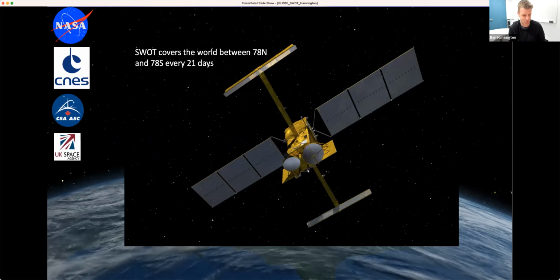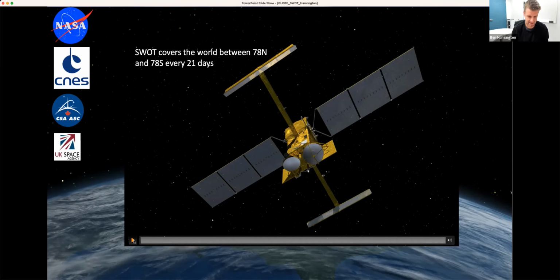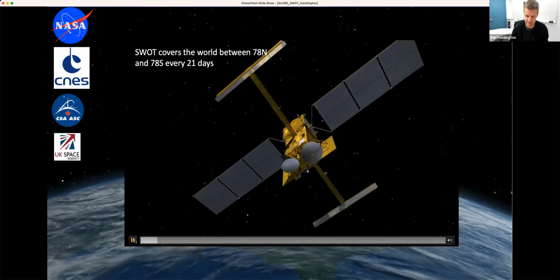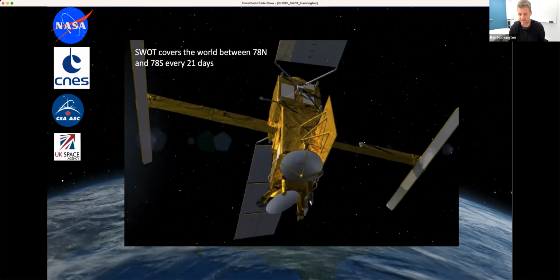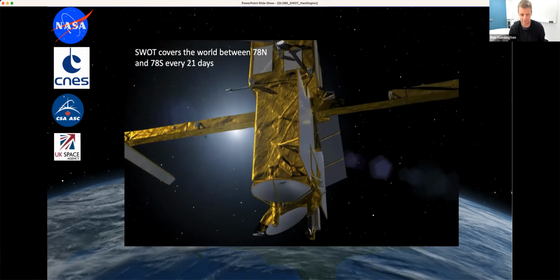Okay, so enter SWOT. And this is what I want to talk to you about today, SWOT, the Surface Water and Ocean Topography mission. This is what SWOT looks like. This is an animation, and I'm going to play a similar view to what I showed for Sentinel-6. And you'll immediately see how this is different, right? And how the observation that's being made is different.